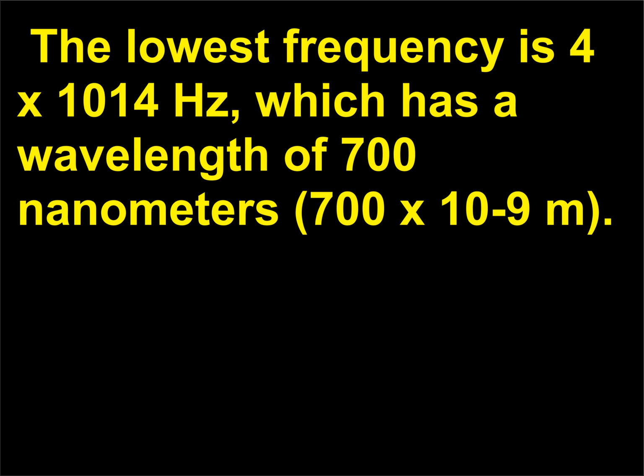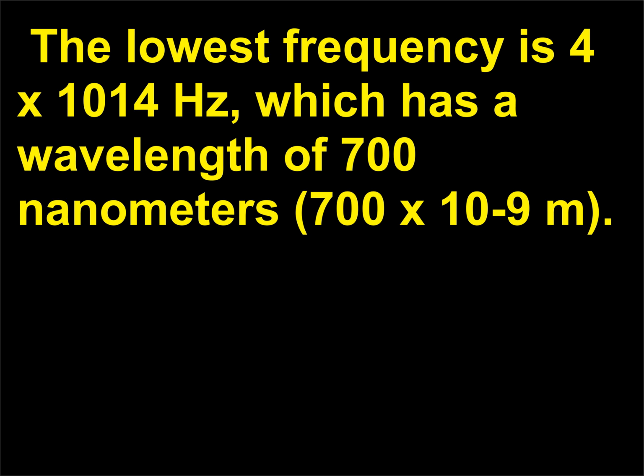The lowest frequency is 4 x 10^14 Hz, which has a wavelength of 700 nanometers, 700 x 10^-9 m. Its upper boundary is 7.9 x 10^14 Hz, a wavelength of 400 nanometers. Wavelength rather than frequency is commonly used when describing light because until the past 3 decades only wavelength measurements were possible. Light frequencies were too high to measure directly.